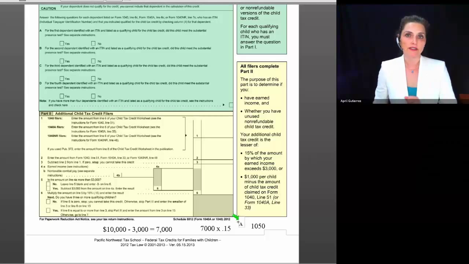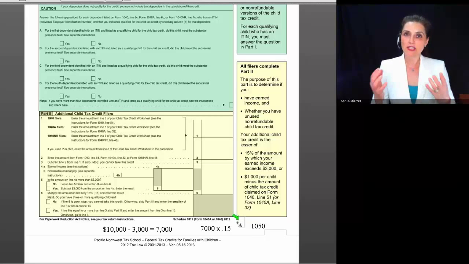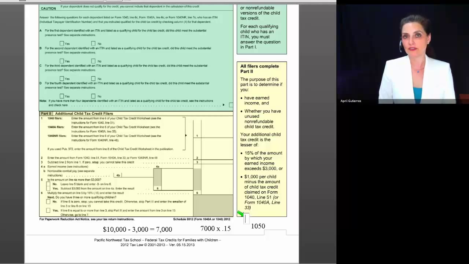I'll only get $1,000. But let's suppose I have two qualifying children. The maximum potential child tax credit I could get with two qualifying children is $2,000, but I cannot get more than the difference between my earned income for the year and $3,000 multiplied by 15%. So if that difference is $7,000, I multiply it by 15%. The most additional child tax credit I can get is $1,050.